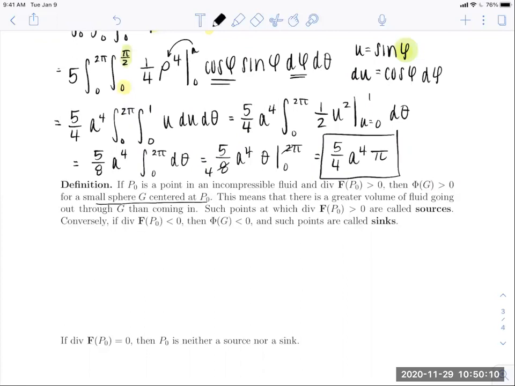So this means that there's a greater volume of fluid going out through G than coming in. All right, so they're just telling you how to interpret a positive flux, that a greater volume is going out than coming in. Such points at which the divergence is positive are called sources. Conversely, if your divergence is negative, then your flux is negative, and those points are called sinks. So that means that there is a smaller volume of fluid going out than coming in. So basically, you're having kind of a backup, right?